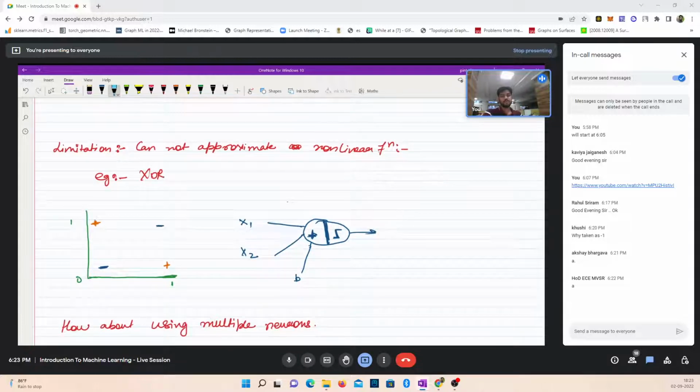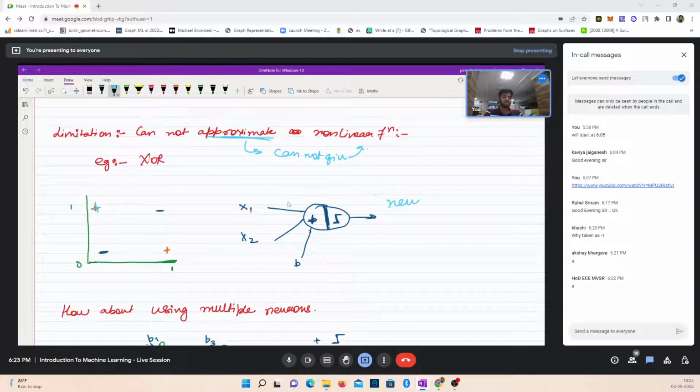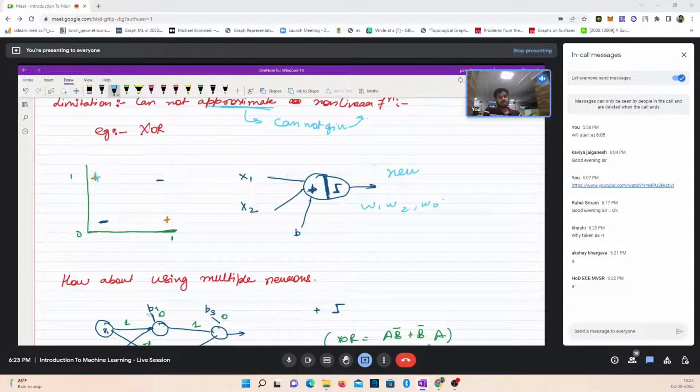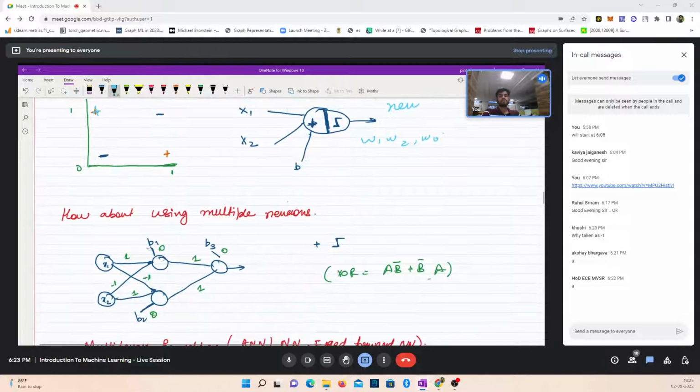One limitation, as I mentioned, is that it cannot give you a non-linear decision boundary. It can approximate, but not a very good approximation. For example, this is an XOR function. For the XOR function, if you want to separate these two using a single layer perceptron, you can never get the values of W1, W2, and W0 so that you can separate these kind of points, because they are not linearly separable. So what we can do is include more than one neuron now.